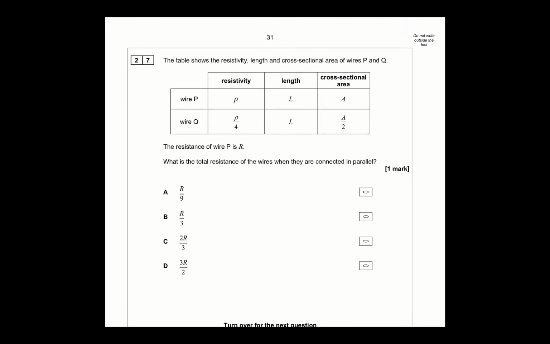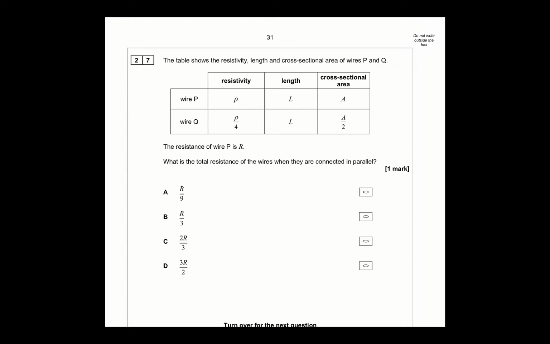Okay, 27. This table shows the resistivity, length, and cross-sectional area of wires P and Q. The resistance of wire P is R. What's the total resistance of the wires when they are connected in parallel? Oh, this one is horrendous. I'm only saying it's horrendous because it is a bit of work to look at these, and really, you want to be able to do this quickly.